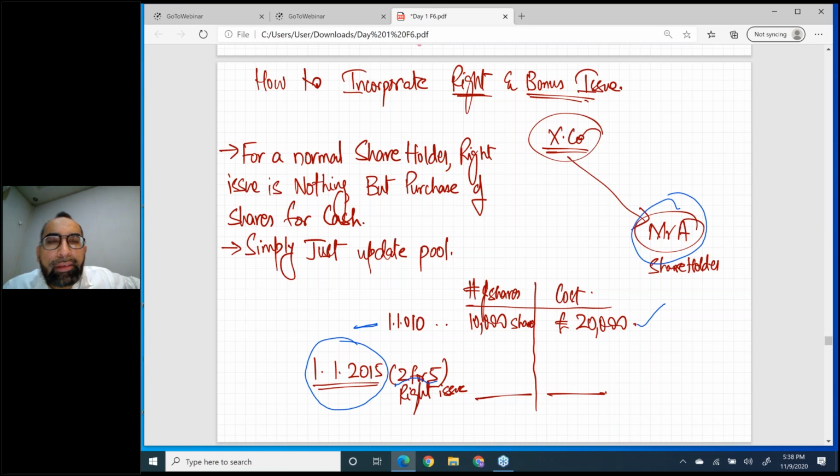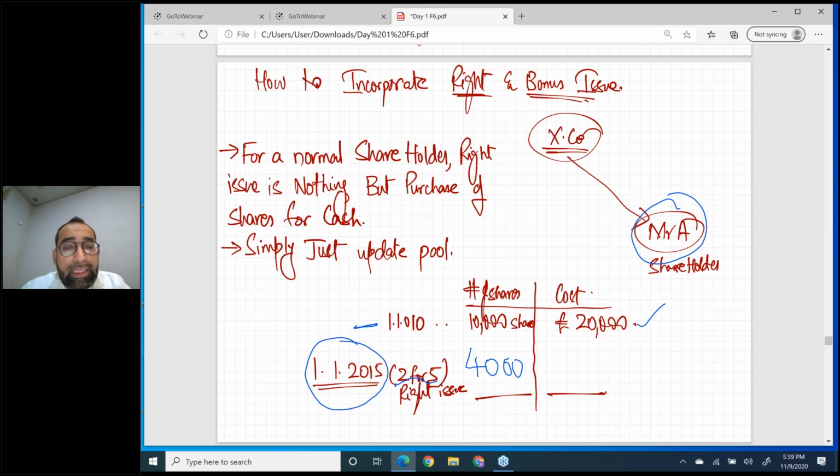Obviously, a rights issue offer is given to all shareholders, so Mr. A will also be getting this offer. Now let us say in the question it is written that Mr. A subscribed these shares. Now 2 for 5: 2 upon 5 multiplied by 100, it's 40%. It's a 40% rights issue. Now how will you incorporate this in your exam? You already have 10,000 shares. 10,000 times 40%, new shares will be 4,000 shares.